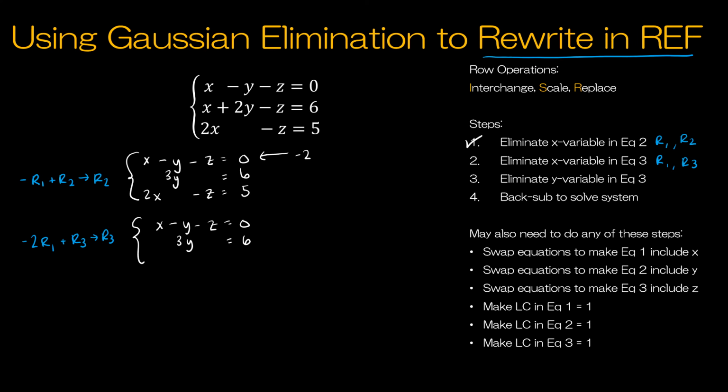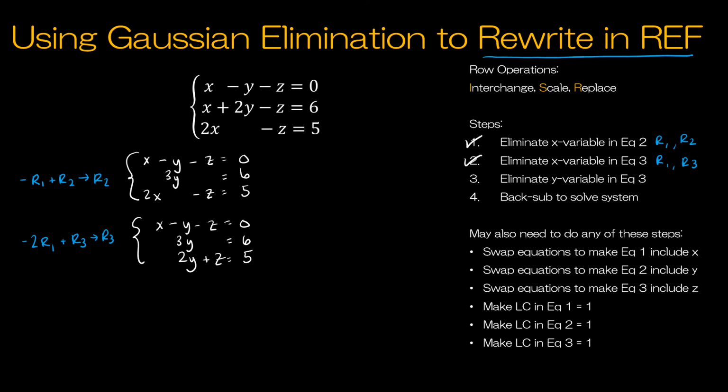So negative 2 times x is negative 2x plus positive 2x is 0x. So that's what I wanted, 0x. Negative 2 times negative y gives me plus 2y. I add it to 0y's, so now I have 2y. And negative 2 times negative z is plus 2z. So plus 2z minus z gives me plus 1z. And then I have 0 plus 5 is 5. From here, I've now completed step 2.